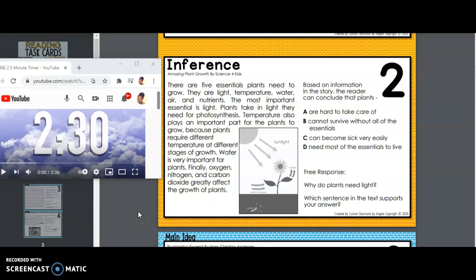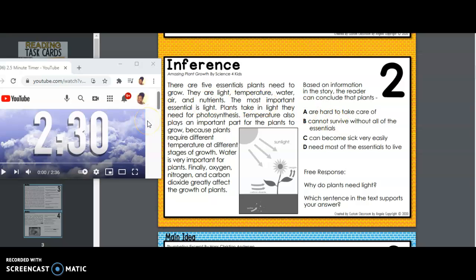Remember, we use our text clues and our background knowledge, also known as schema, to come up with an educated guess or an inference. Okay? I'm going to give you only 2.5 minutes this time. Last time I gave you 3 minutes. That was a little long, so we're going to try and aim for 2.5 minutes. And again, we're only answering the multiple choice question.